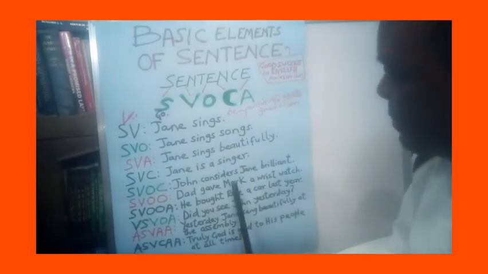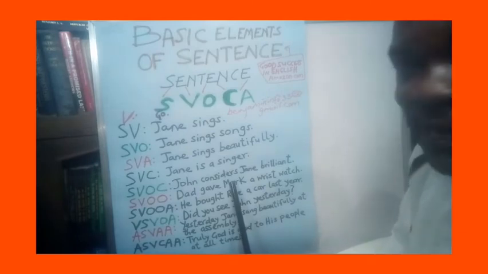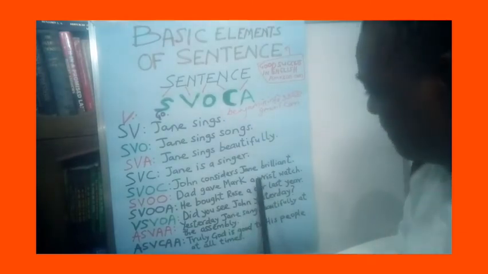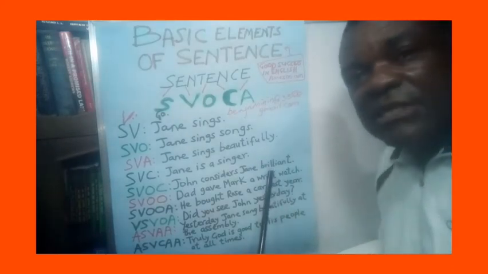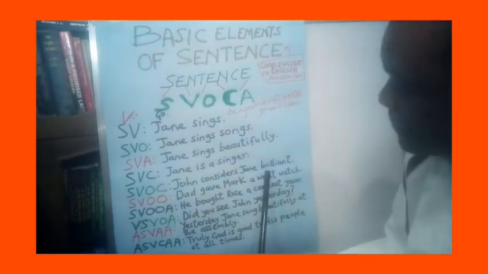So we can denote Mark as OI, which is indirect object, and we can denote a wristwatch as the OD, which is the direct object.